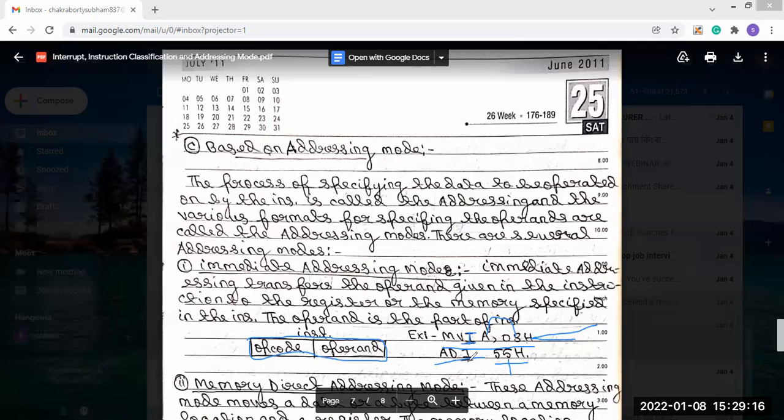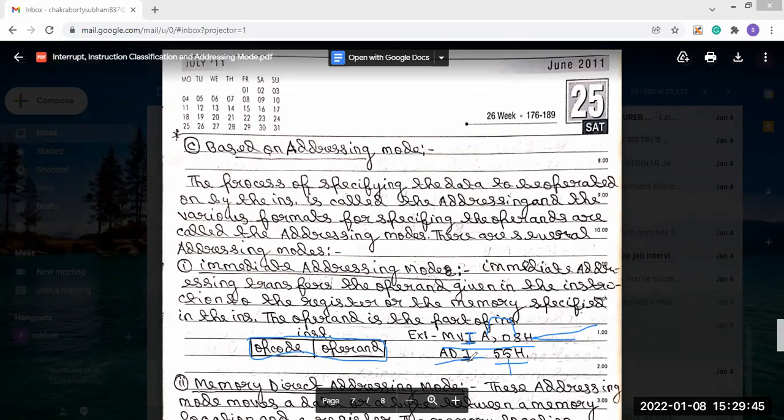The memory location address will be given in the instruction. That is the thing. From the name, we are saying memory direct addressing mode. That means the memory is related, the instruction which is related to the memory. That means the memory address should be specified in the instruction.